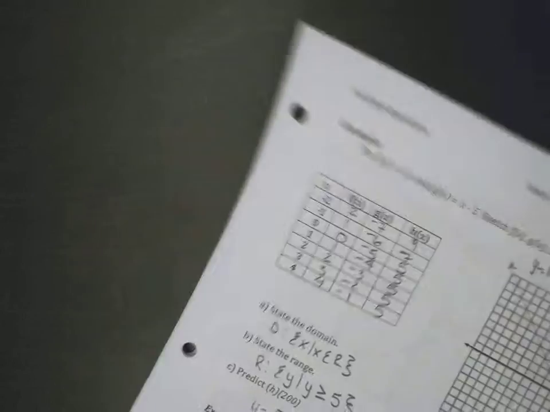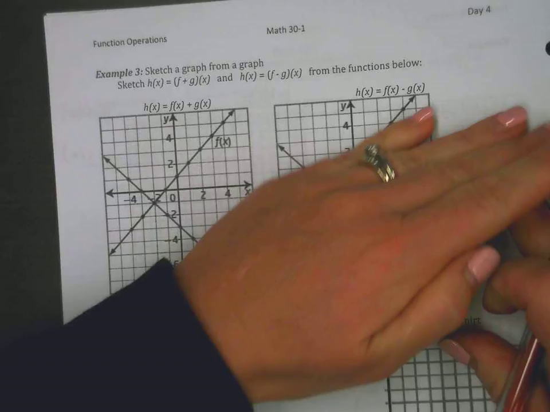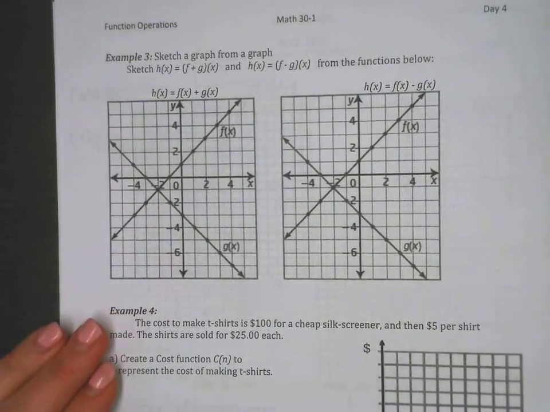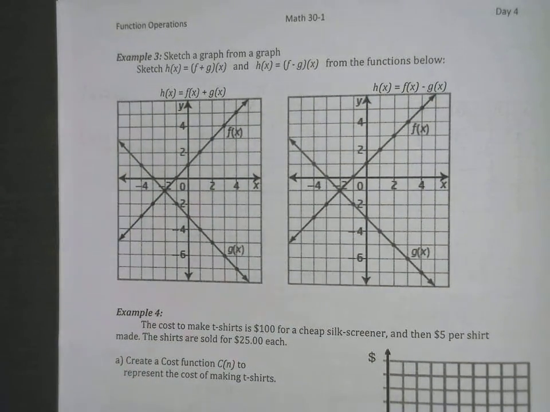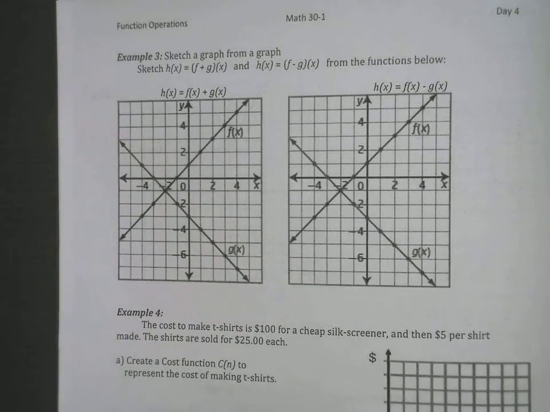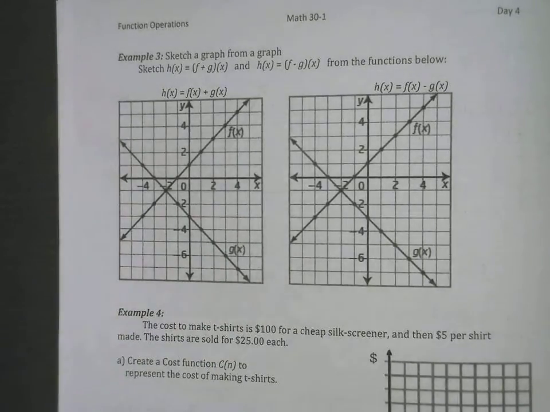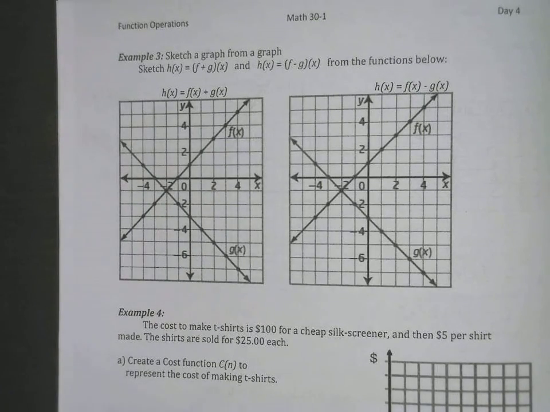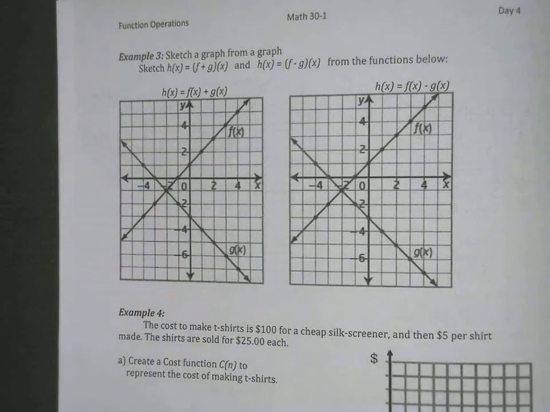All right, moving on to example number 3. It says sketch a graph from a graph. So we're no longer going to use a table of values or an equation. We're just going to be given a set of two graphs. So sketch h of x, which is f plus g, and then we're going to do f minus g of x.